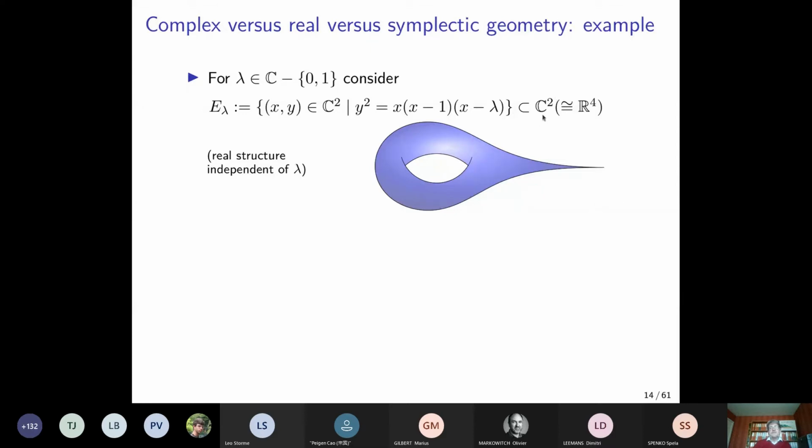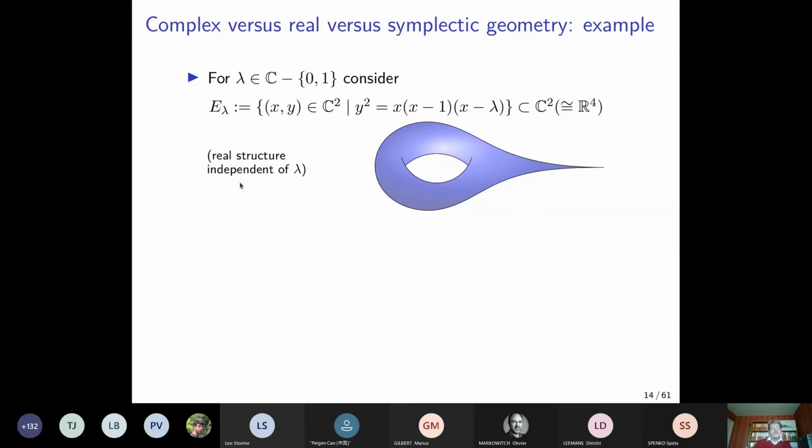Now the complex 2-plane obviously has a complex structure. Its coordinates are expressed in complex numbers. But then it also has a real structure, which is given here. And it turns out that it also has kind of an obvious canonical symplectic structure. And all these structures are induced on the E lambda.